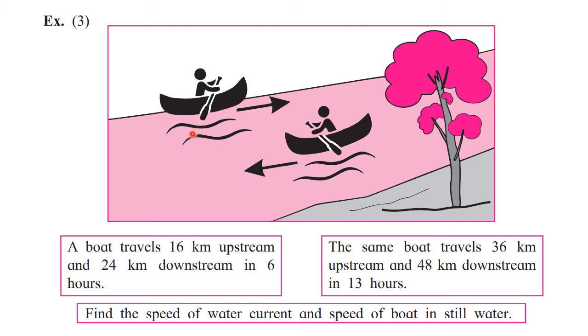So when the boat is traveling upstream, that means in the opposite direction, that time the speed of the current is going to oppose the speed of the boat. Therefore, the speed of the boat will decrease. It will become x minus y. And when it is coming downstream, that time the speed of the water current is going to help the speed of the boat. So here the speed will increase and it will become x plus y. That means while going upstream, the current opposes the speed of the boat, and while coming downstream, it supports the speed of the boat. Okay. So let's try to understand now how to solve it. All of you please see in the textbook.